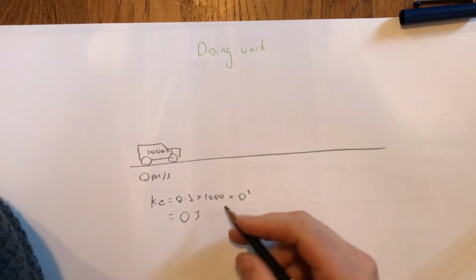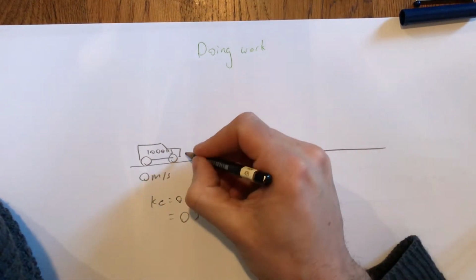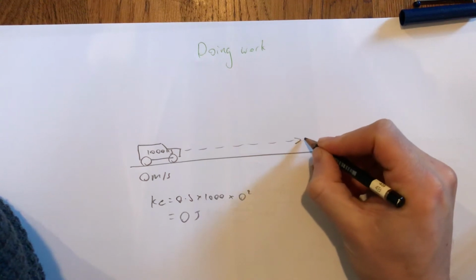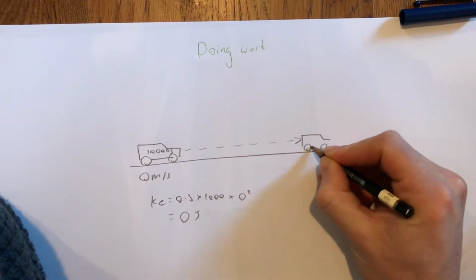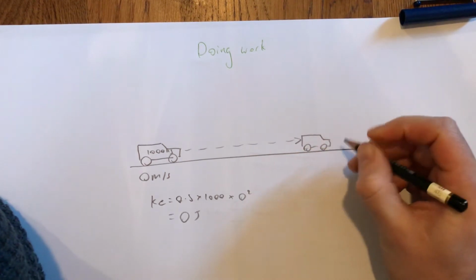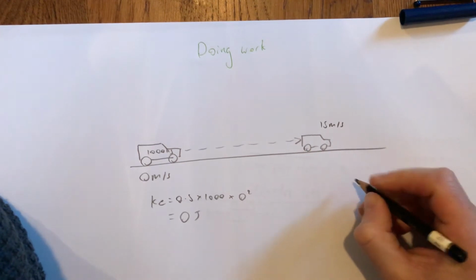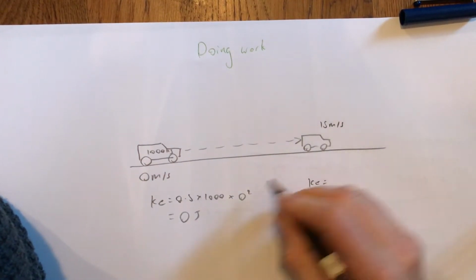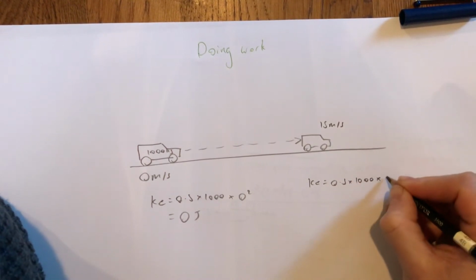But then let's say the engine starts moving the car, and after a certain amount of time the car is moving with some speed. Again, keep it simple, we'll say 15 meters per second. So now we can get the kinetic energy. Kinetic energy is 0.5 times the mass, 0.5 times 1,000 times 15.